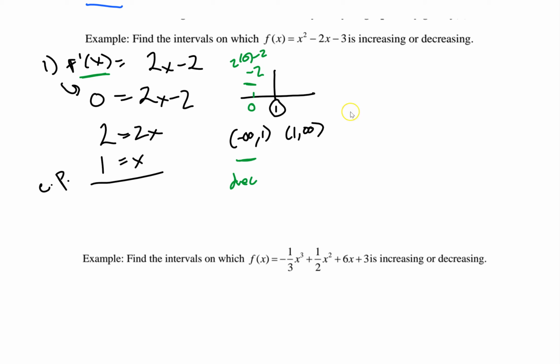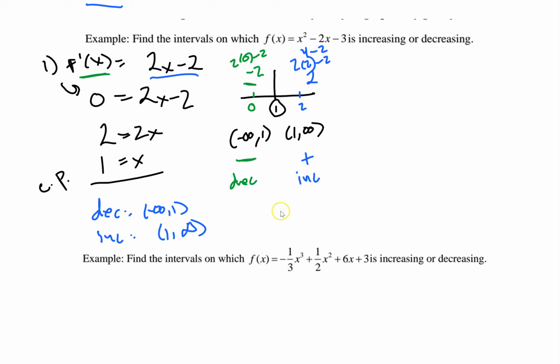On this side over here, 1 to infinity, pick a test point, something like 2. Plug it into the equation. So 2 times 2 minus 2, I get 4 minus 2, which is just 2. That's a positive value, so it means I'm increasing here. Right? So for this graph right here, you're decreasing from negative infinity to 1, because of that portion right there, and you're increasing from 1 to infinity. So again, that's how you do it using a sign chart.